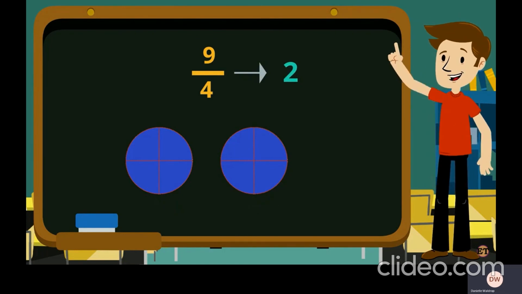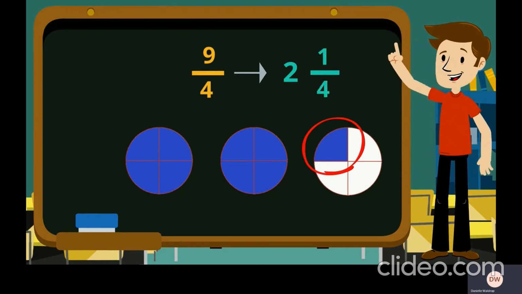Then we get our numerator from the number left over, because while there weren't enough quarters left to make a new whole, it's important that we don't forget that this single quarter is also a part of our number.